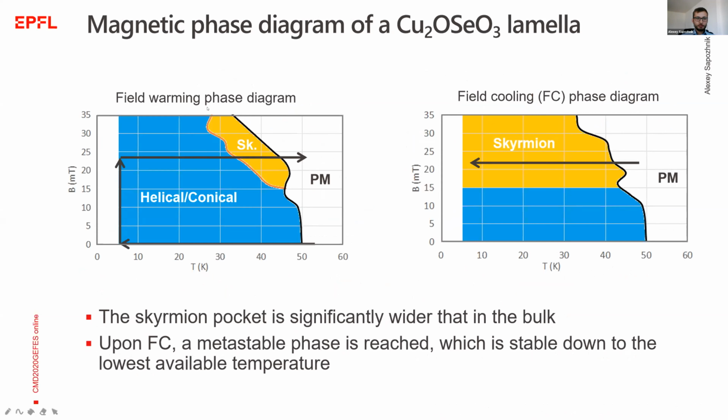The magnetic phase diagram of our lamella is different from the bulk sample. The skyrmion pocket extends to lower temperatures in comparison with the bulk copper selenide. Also, upon field cooling, a metastable phase is reached, which is stable down to the lowest available temperature of 5 Kelvin. This behavior of the copper selenide lamella is similar to the iron germanium sample shown before.